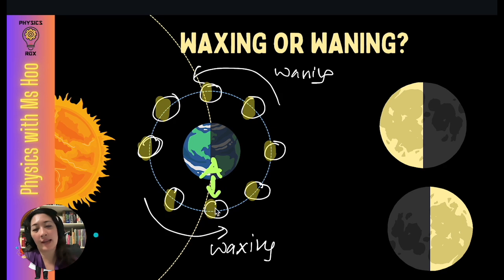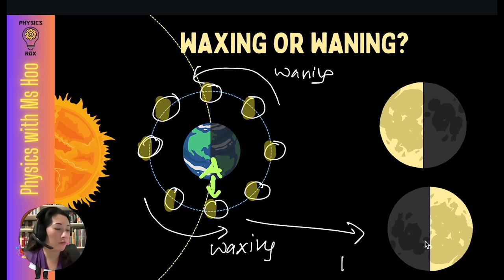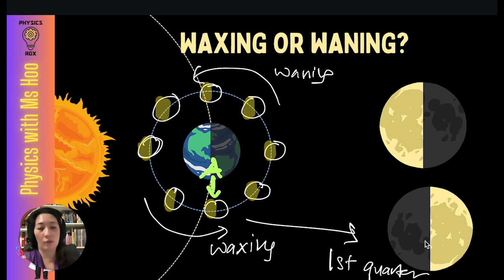So when you're looking at the moon from this point of view, you can see that the lit part is on the right side. Okay, look at, yeah, right side. And then the dark part is on the left side. So this is our right, this is the waxing half moon or first quarter. That says quarter, by the way.